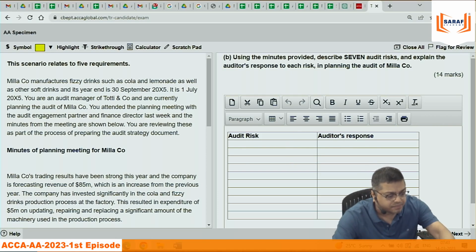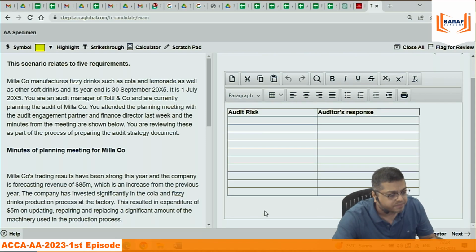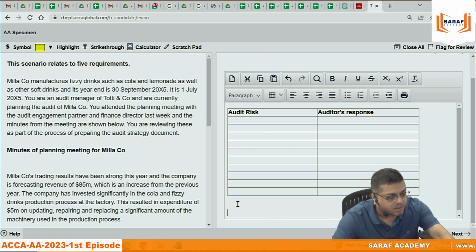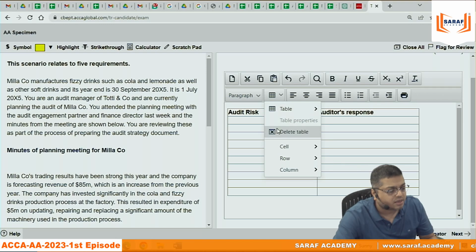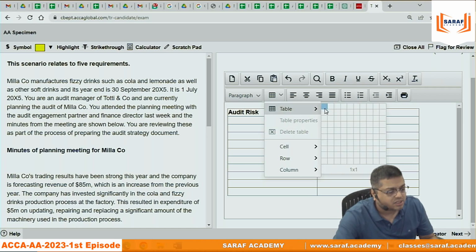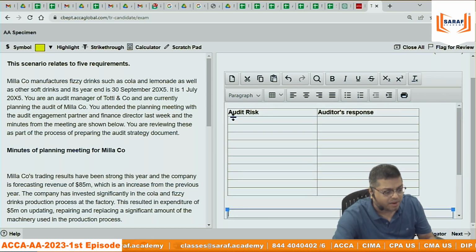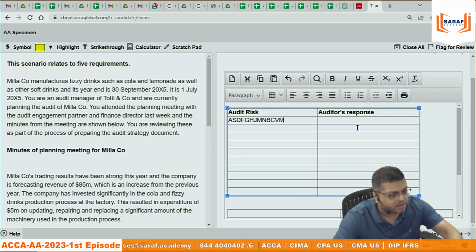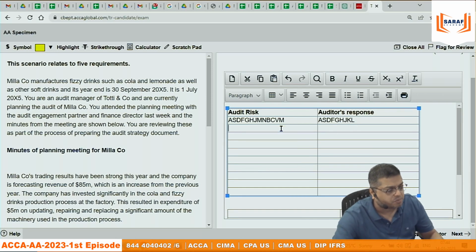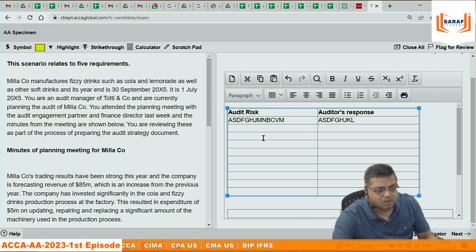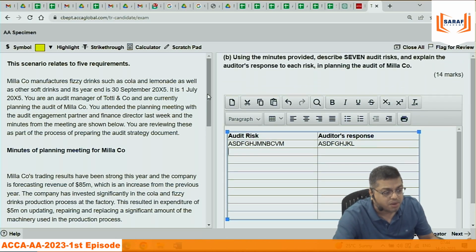If suppose the table is not given, I can make a table. You see, in the table, I can select rows and columns, whatever I want, 2 rows, 2 columns, there is another table. So when the questions are such that we need to type in a table, we need to type here the risk and then the auditor's response and all that. So if the table is not given, you can make the table by selecting 2 rows, 3 rows, 1 column, 2 columns, whatever you like. But this is based on the same scenario, a 14 marks question.